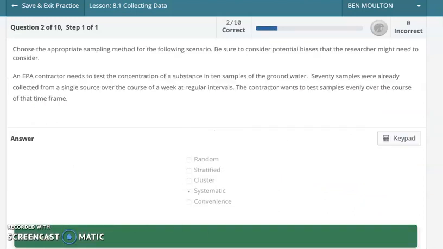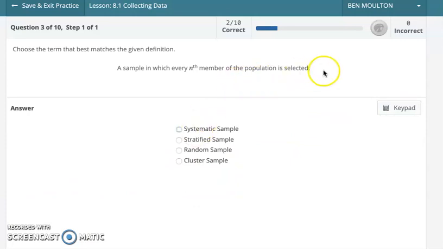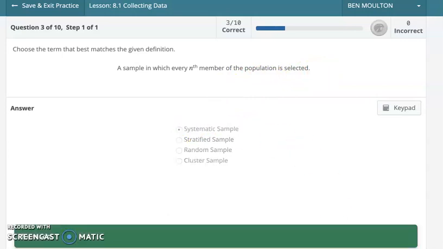And we do. Now this one is actually a little bit tricky, so I did this in advance to make sure. An EPA contractor needs to test the concentration of a substance in 10 samples in the groundwater. 70 samples are already collected from a single source over a week at regular intervals. And then the contractor wants to test samples evenly over the course of that time frame. So regular intervals, I think, is your giveaway. And these test samples collected evenly, those two words are kind of your flag words to show that you're talking systematic sample. A sample in which every 10th member of this population is selected, by definition, we're talking systematic, right? So we got that one.